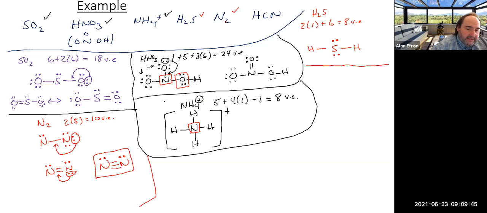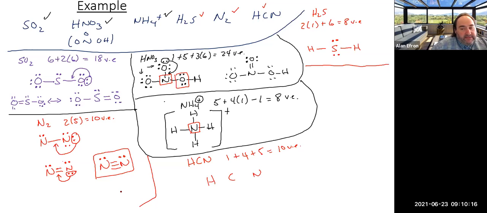All right, lastly here, our HCN. So hydrogen being 1, carbon being 4, and nitrogen being 5. That looks like 10 valence electrons. So for the logical arrangement here, hydrogen cannot be in the middle between carbon and nitrogen. Carbon is the least electronegative, so it would be in the middle. And we just arrange it like so.